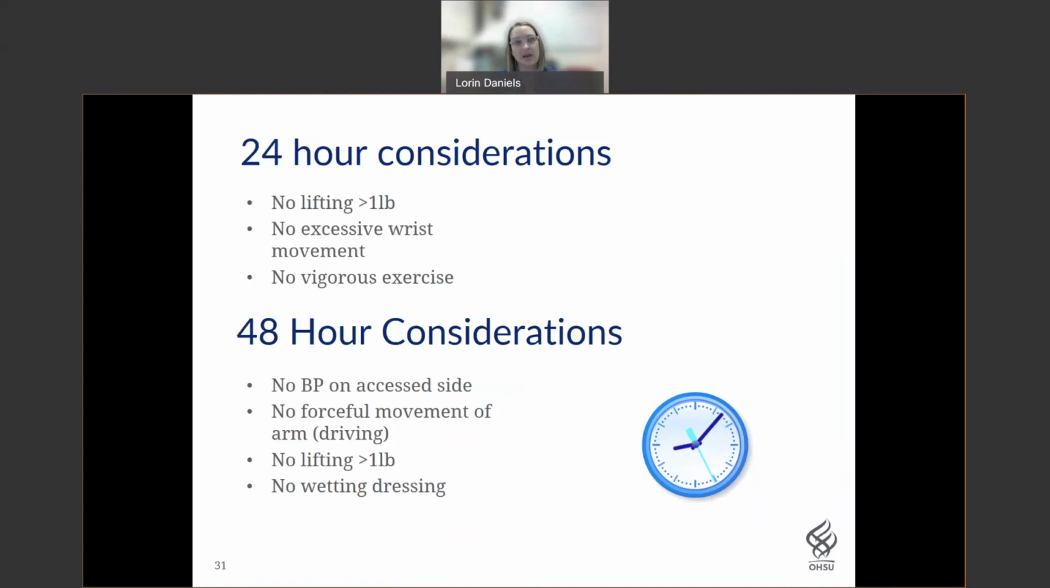Some people will say no blood pressure on the affected side for 48 hours, but especially not during the first 24 hours. But a lot of people recommend that restriction all the way up to 48 hours. No forceful movement of that arm for 48 hours, so no driving, something like that. Don't do that. They still can't lift that 1 pound. And we want to keep that dressing intact for the first couple of days, so no wetting the dressing.